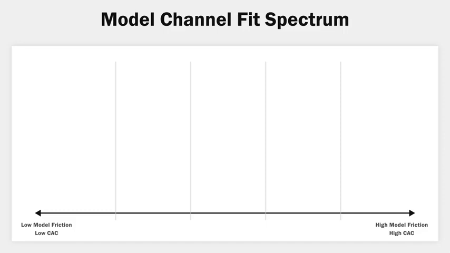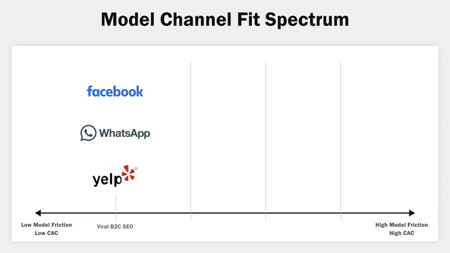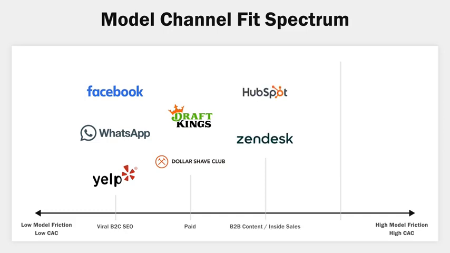So to show some examples, we could think about low CAC channels like virality or user-generated content. We can see a lot of different businesses here have low model friction. Facebook, WhatsApp, Yelp, all free products monetized via ads. As we move across the spectrum, we can think about companies with higher model friction, something like DraftKings or Dollar Shave Club, which is either transactional or subscription. And as a result, they use slightly higher CAC channels, things like paid advertising, to help influence users and get them over that hump.